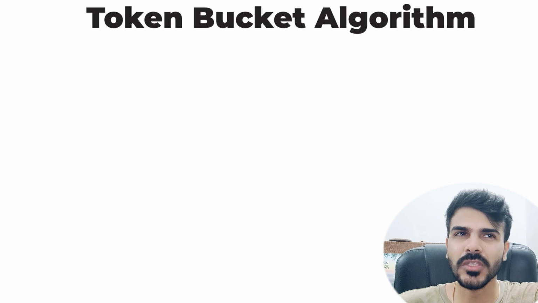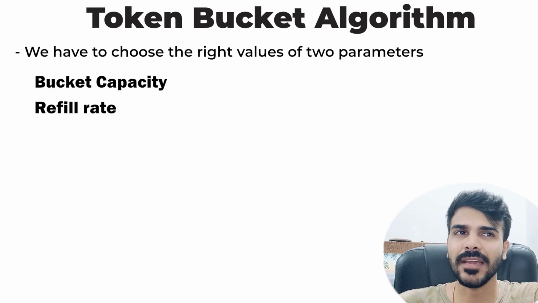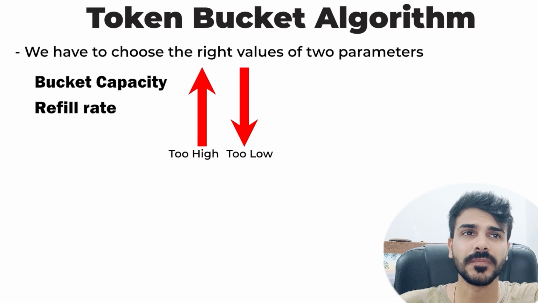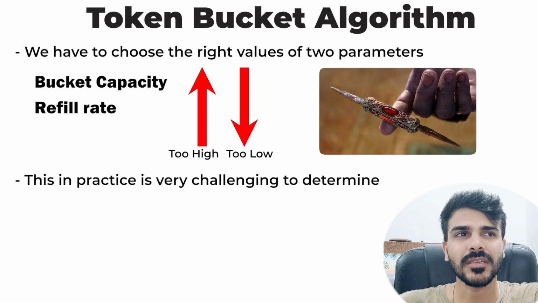Now let's come to the cons of this algorithm. The only main disadvantage of this algorithm is that we have to choose the right values of two parameters, which are bucket capacity and refill rate. We cannot keep the refill rate too high or too low, nor can we keep our bucket capacity too high or too low. We need a balanced or sweet spot for the values of these two parameters. In practice, this is very challenging to determine.